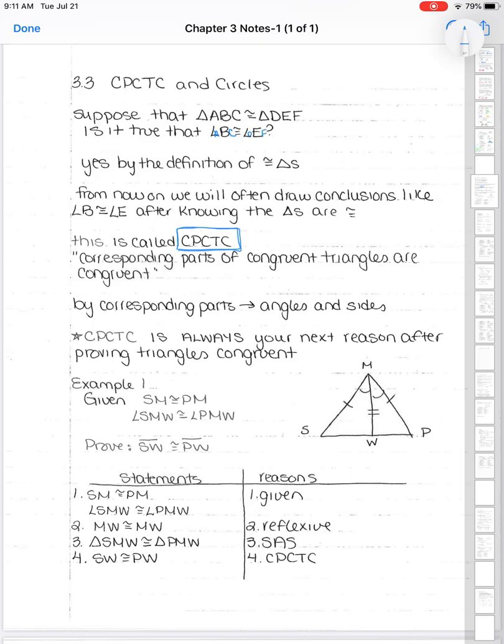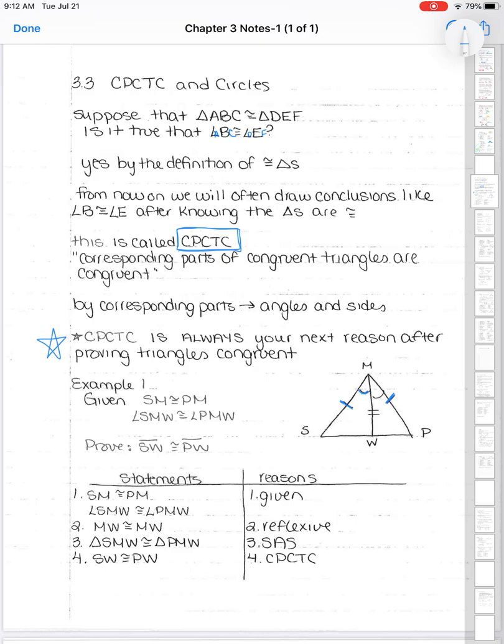So this is what we call CPCTC. It stands for corresponding parts of congruent triangles are congruent. And in a proof, you will always be writing CPCTC. You're not going to write that whole thing out. Now again, to review, for corresponding parts, what we mean are angles and sides. So the nice thing about CPCTC is that it is always your next reason after proving triangles are congruent. If you're not proving triangles are congruent in the proof statement, no matter what, that's your next line.